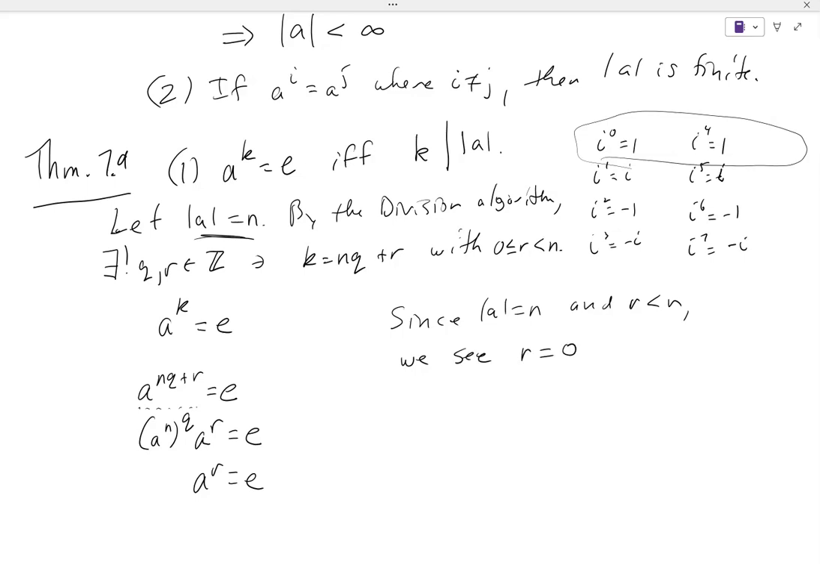Well, if r is 0, oh crap, I wrote the theorem backward. I gotta fix it. My theorem, it's backward. And I knew it was backward too. I'll fix it in a second. What does that say about the relationship between k and n? It's the other way, right? It's n divides k, right? That's why I said I have my thing written backward. And I knew that. Sorry.